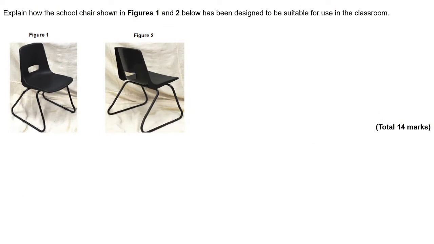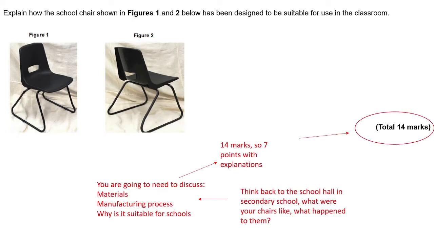The next one, explain how the school chair shown in figure 1 and 2 below has been designed to be suitable for the classroom. So 40 marks, so 7 points for an explanation. You need to discuss materials, manufacturing processes, and what makes it suitable for schools. So think back to the school hall that you had when you were in secondary school. What were the chairs like then? What happened to them?